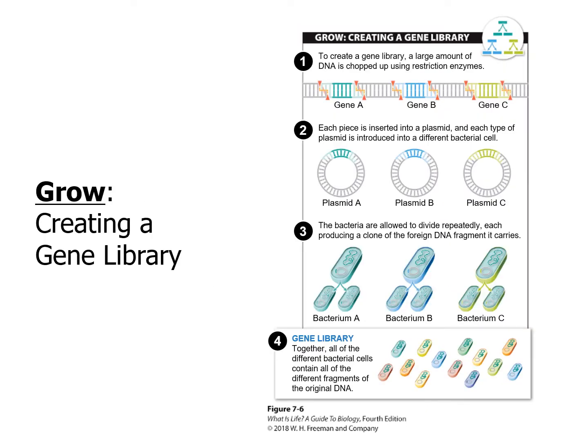The last method is to grow. So this is creating a gene library. Essentially, all you really need to get from this is that they are DNA fragment clones. We'll talk about what you probably think of when you think of the term clone a little bit later, but that's all this is. It's just creating essentially DNA fragment clones.